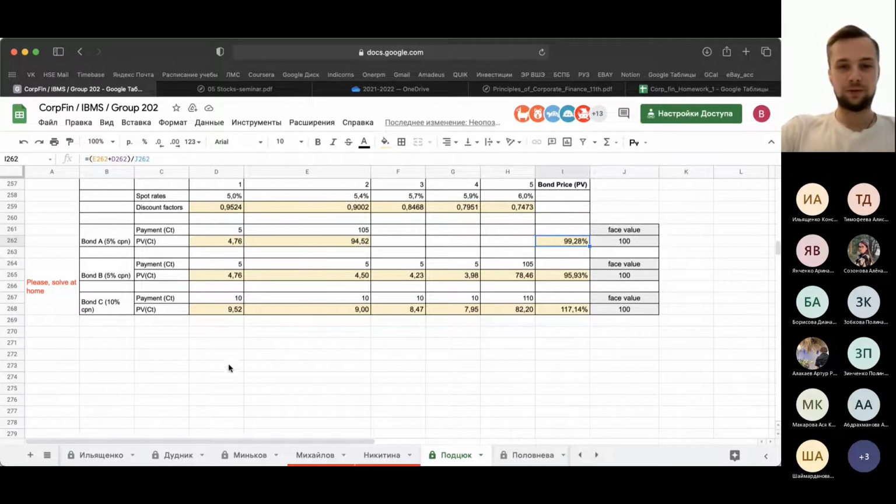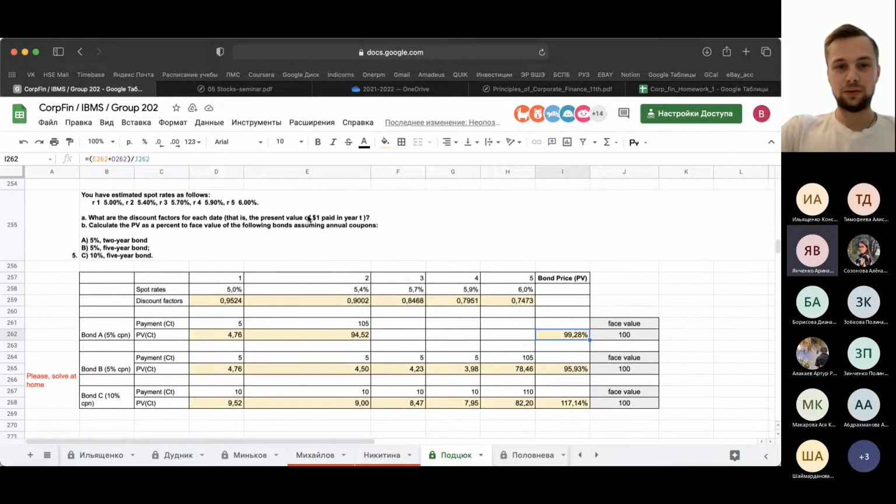Okay, is it clear for everybody? Can we move on? Can you repeat please, why do we divide the sum of PVs by the face value? So actually the task was to calculate the present value as a percent of face value. So that's why we divided.